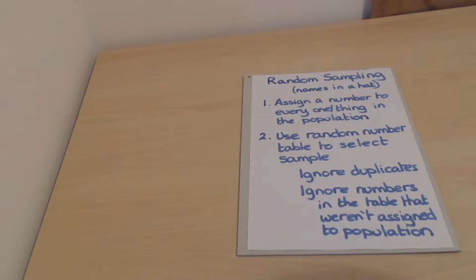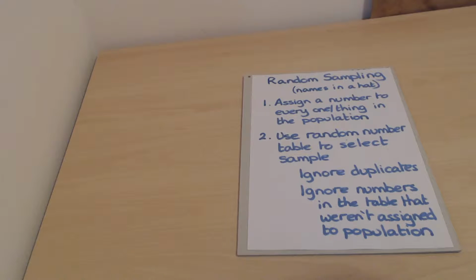Random sampling. Random sampling, as it sounds, is where we choose people or things at random to go into our sample. A common example of ways you might do that more practically is the names-in-a-hat type approach to picking a team, for example. Now, we're going to do this a bit more rigorously because we're doing this mathematically. So how do we go about this?